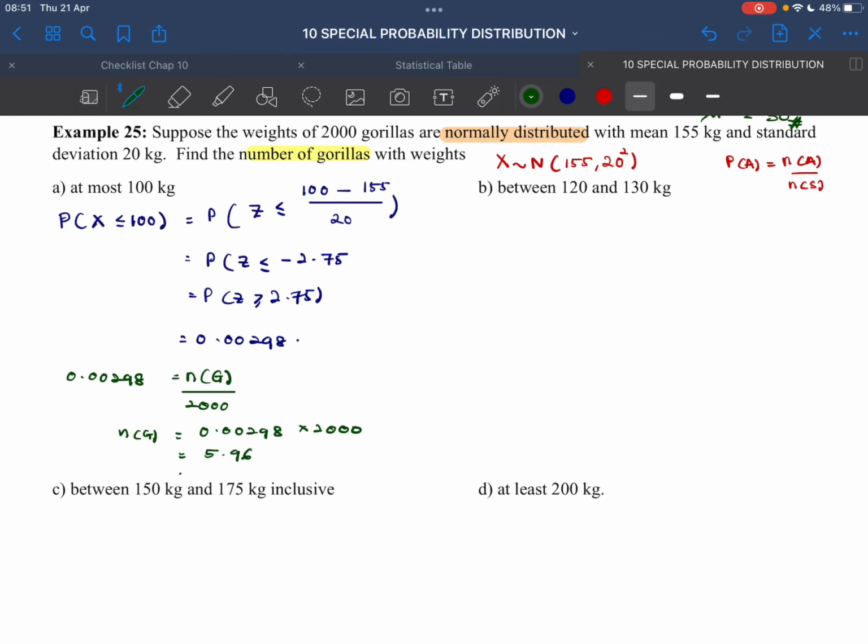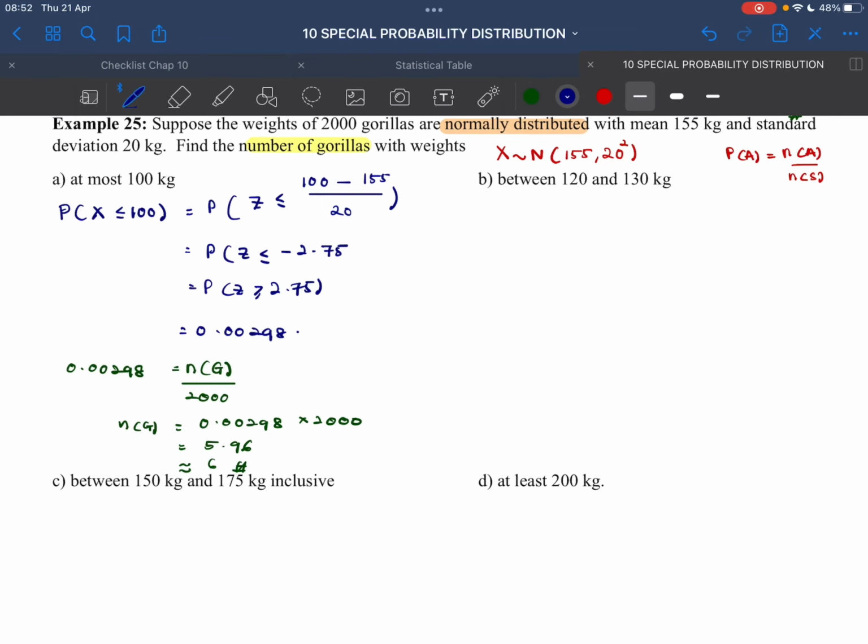So this one we can just round off to 6. Okay, so that will be your answer. Alright, question B, between 120 and 130. Here we want to find X between 120 and 130.